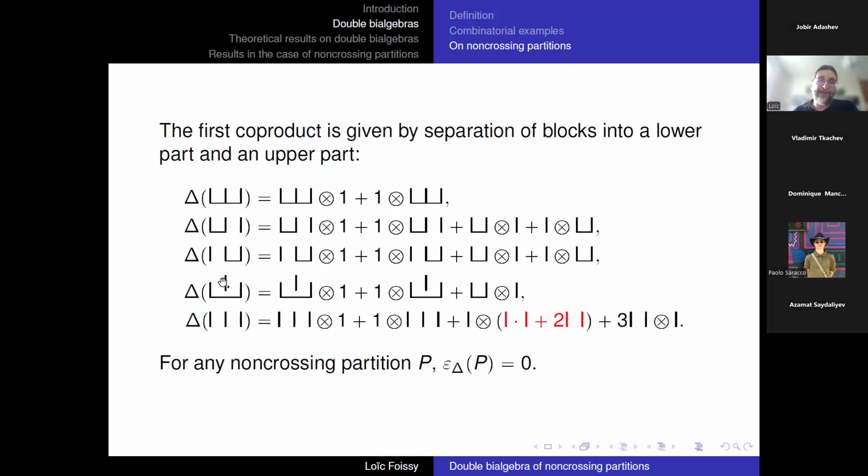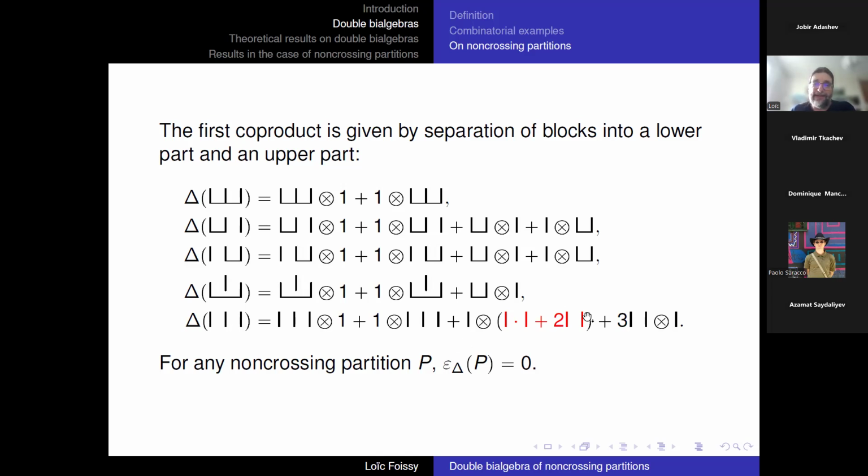So for example, for this, you can put all the blocks on the left or all the blocks on the right. And this block on the right and this block on the left, it gives you this term. But you cannot put this on the left and this on the right because this block is nested into this one. So it is not possible to put this on the left and this on the right. For this, there is no nesting. So you can put everything you want on the left and everything you want on the right.